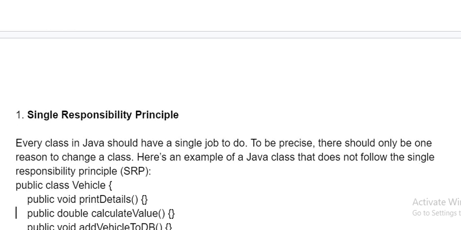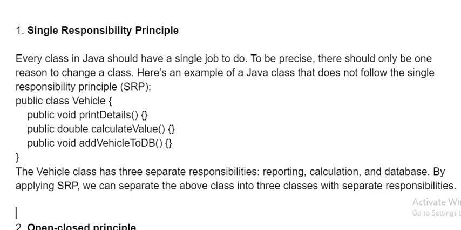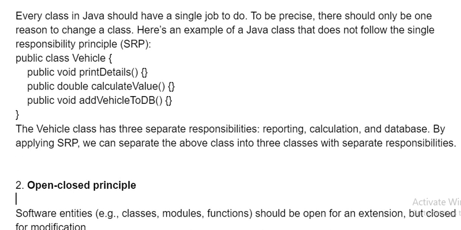So let's look into these 5 principles in a little bit more depth. The first one is single responsibility principle. It says that every class in Java should have a single responsibility or a single job to do. To be more precise, there should be only one reason for the Java class to change. Let us look into the example.